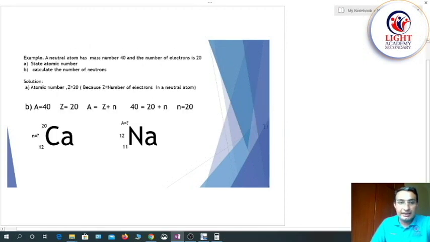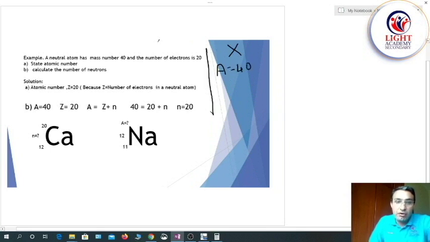In our second example, a neutral atom has mass number 40. Let me write. There is a neutral atom, X. Its atomic mass is 40, and the number of electrons is 20. Option A: state the atomic number. What is the value of P or capital Z?